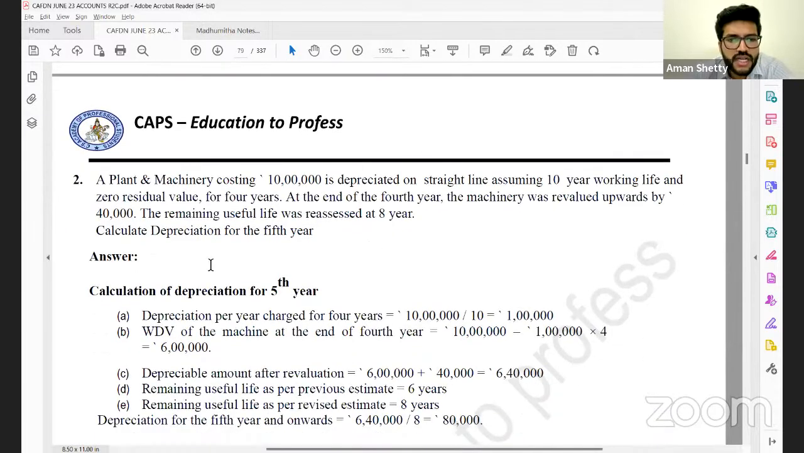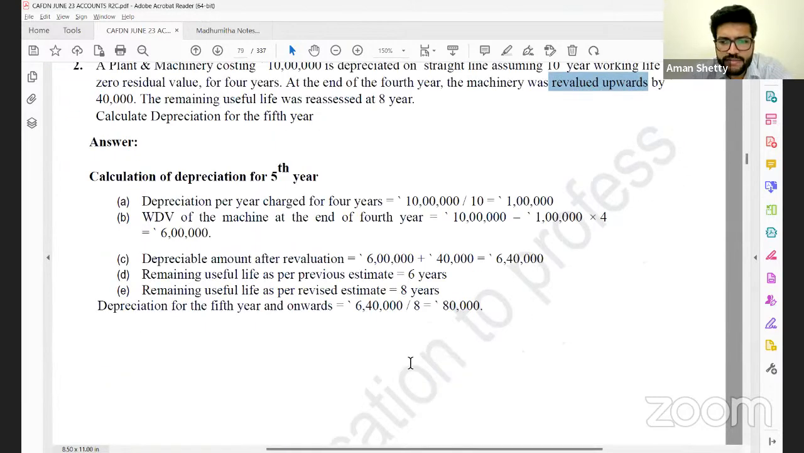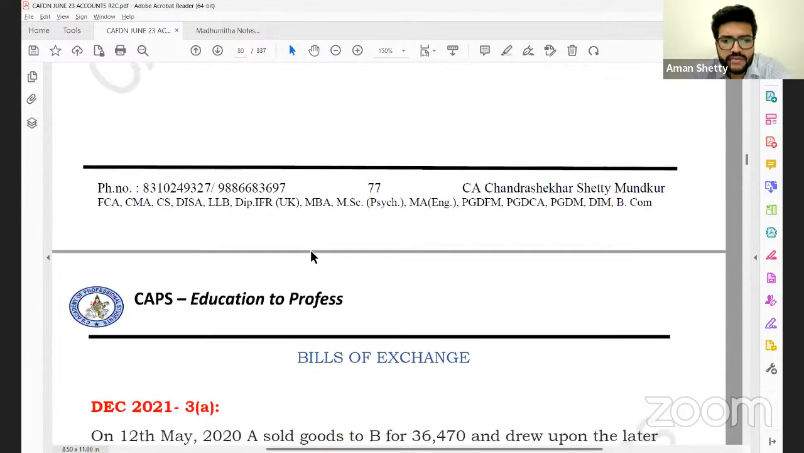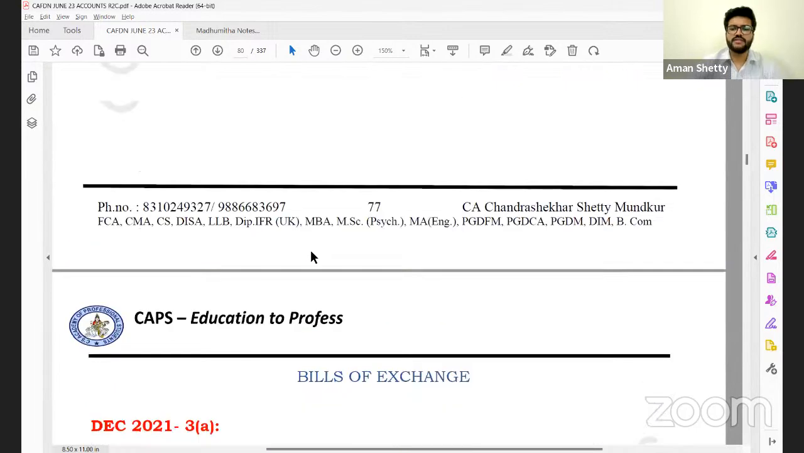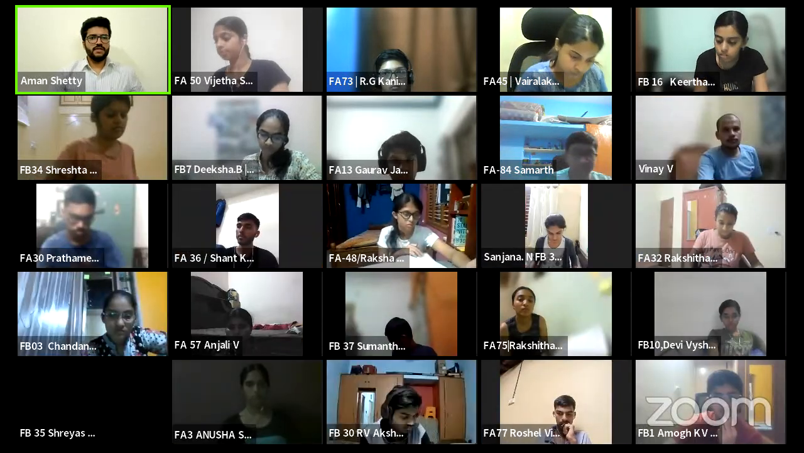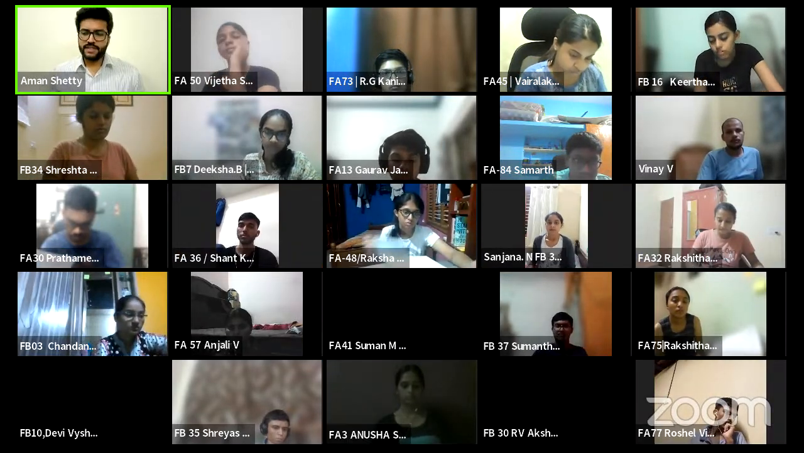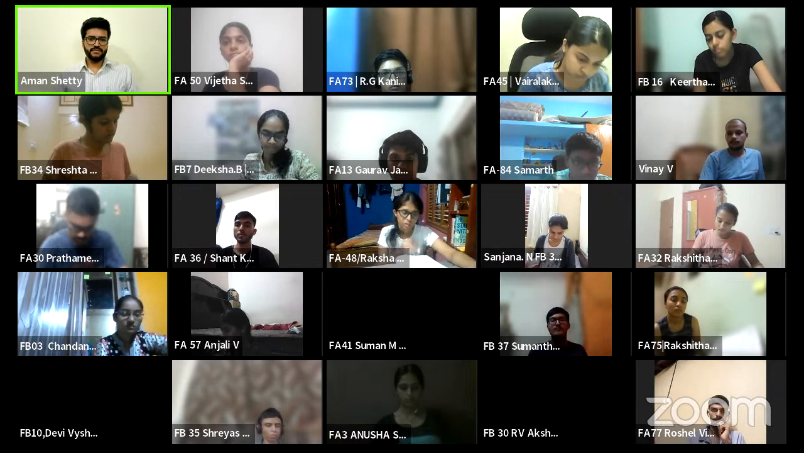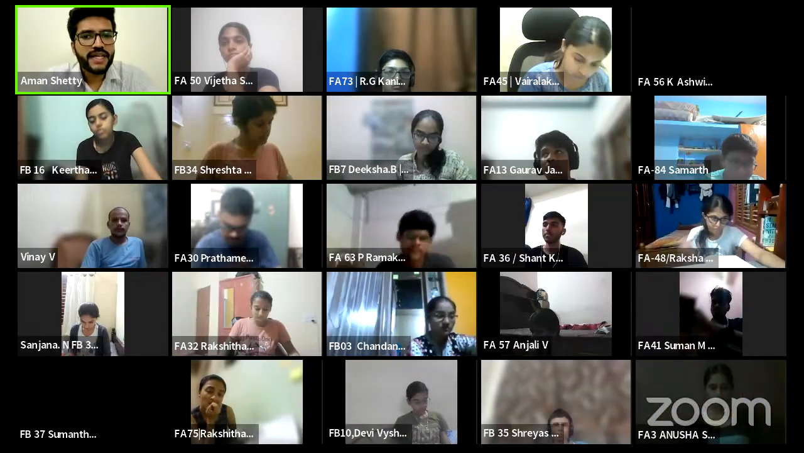Next. A plant and machinery costing 10 lakh is depreciated on SLM basis for 10-year working life and 0 residual value for 4 years. At the end of the 4th year, machinery was revalued upward. Similar problem we solved just now. So same thing it is. Okay. Next. That's it. All right. Anyone has any doubts in depreciation? Clear? Yes.